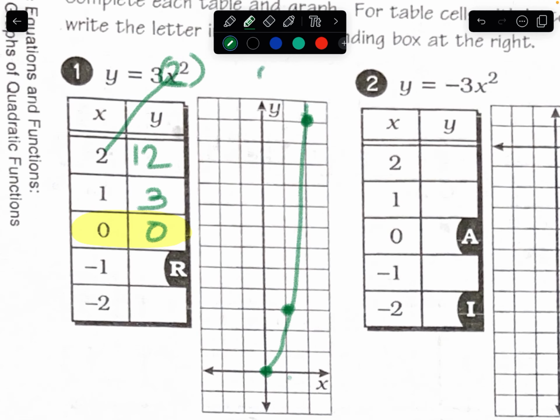The other half, this is the axis of symmetry here. Is on this side. So -1 is going to be 3 here. The last one is going to be 12. -1 is here. 3 is there. And then 2, -2 is right here. Go up to 12 there.